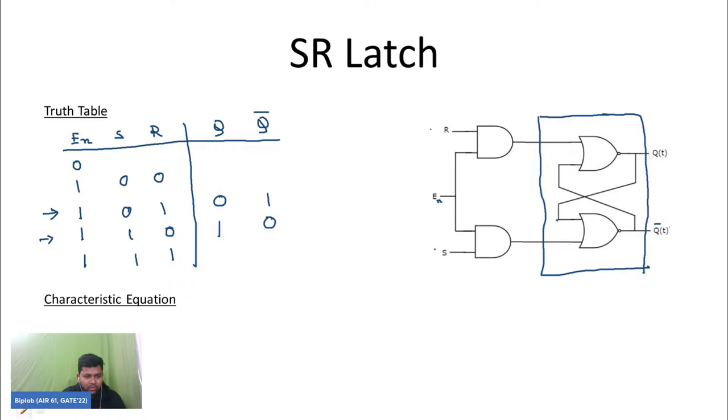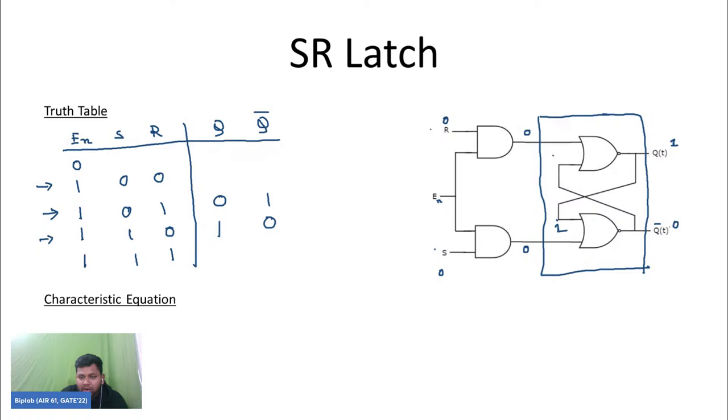So when E is equal to 1 and S and R are both 0, 0, that means the AND operation will result in 0. Now this is the OR operation first, but to get the result of the OR operation we have to know this. Let's say for now consider the output was 1 and here it was 0, then this 1 will be transferred here and this 0 will be transferred here.